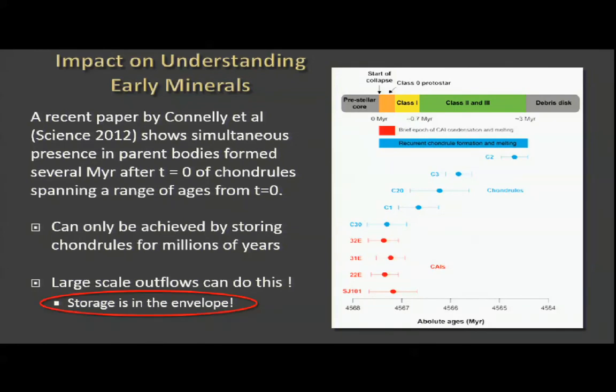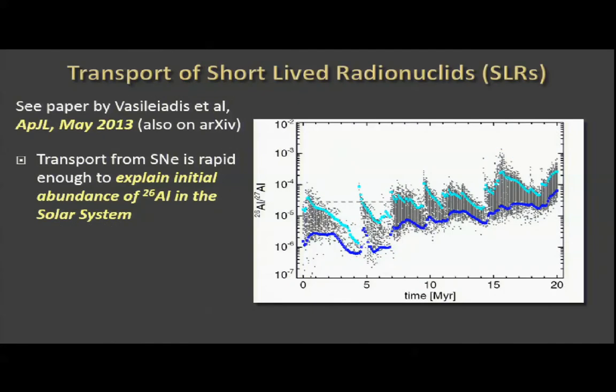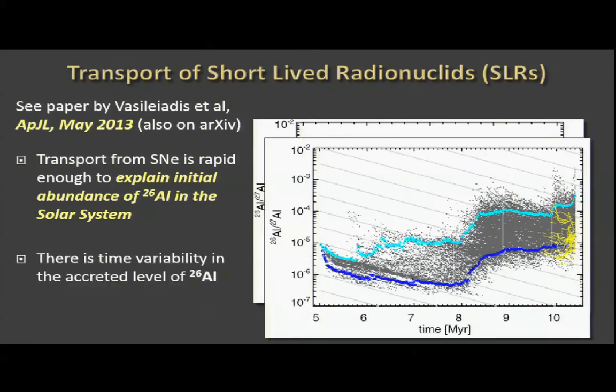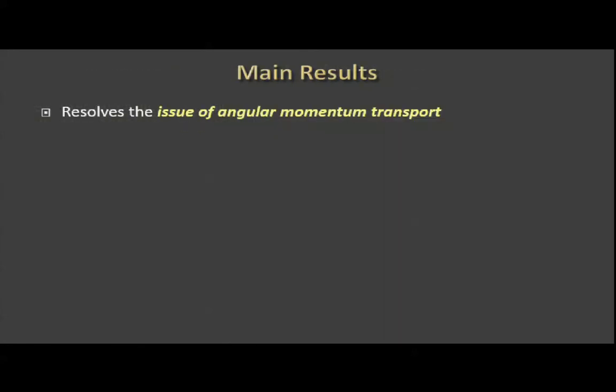And I think that the answer to this is that you store it in the envelope by ejecting them with the outflow. This is another paper coming out of the same type of project where we show that transporting supernova ejecta from a nearby supernova is sufficient to explain the early abundance of 26 aluminum in the solar system, which is another important property. Okay, so here is the main result.